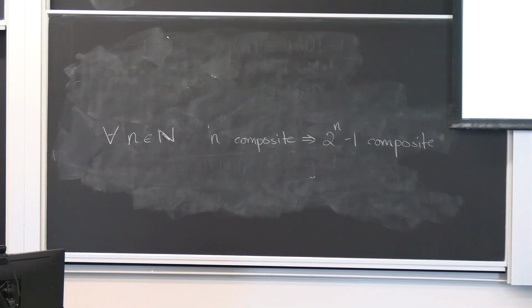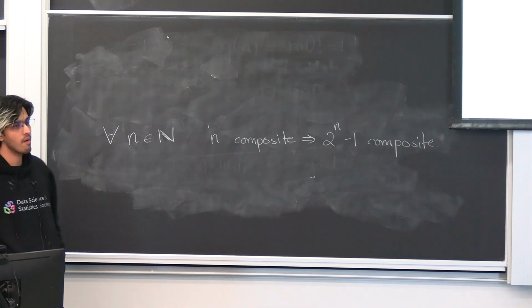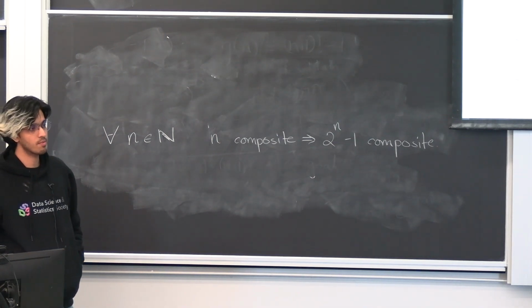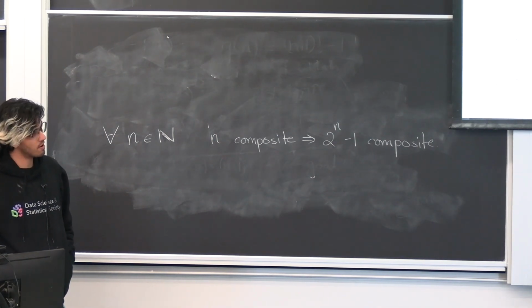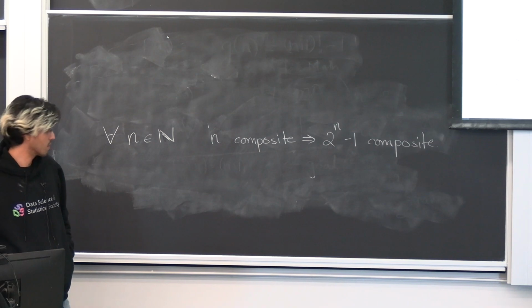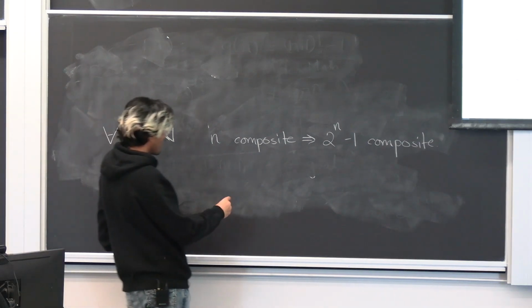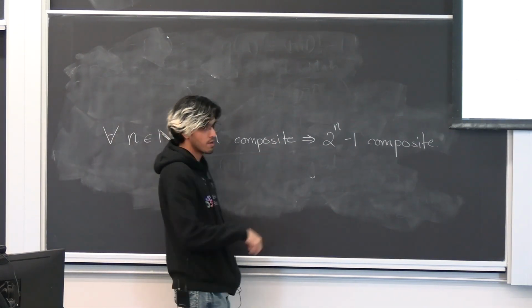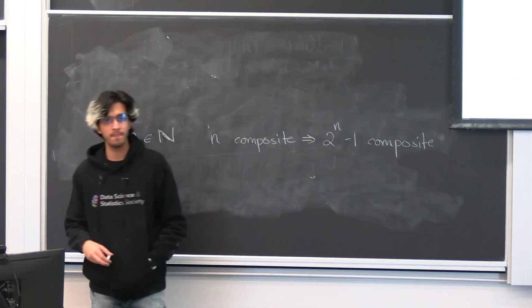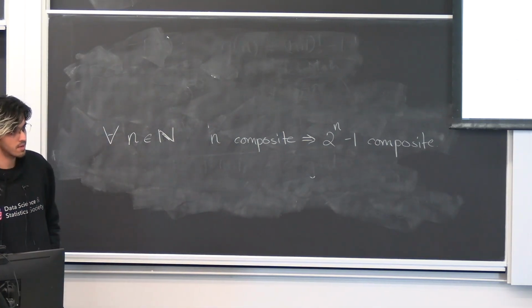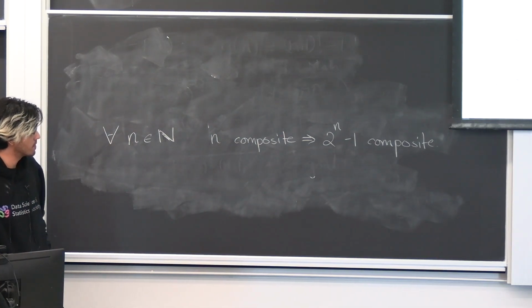What's the smallest composite number that we know of? What's the smallest natural number that's not a prime? 1 is not a composite. It's a composite of what? 4, right? So try it out with 4. 4 is composite. What's 2 to the power 4 minus 1? 15, right? Its factorization is 3 and 5.